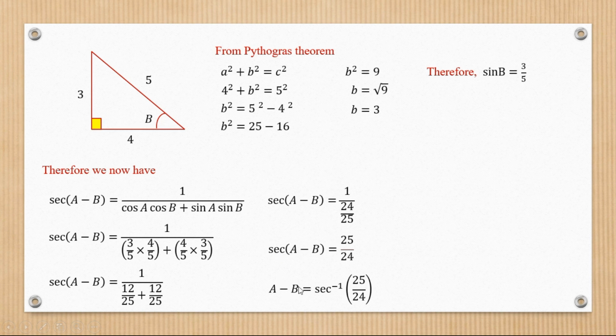And then we can now take the sec back to the other side. So we'll have A − B being equal to sec inverse of 25 over 24. But remember that A represents sec inverse of 5 over 3, and that B represents sec inverse of 5 over 4. So therefore we have sec inverse of 5 over 3 minus sec inverse of 5 over 4 is equal to sec inverse of 25 over 24, and hence we've proved the question.